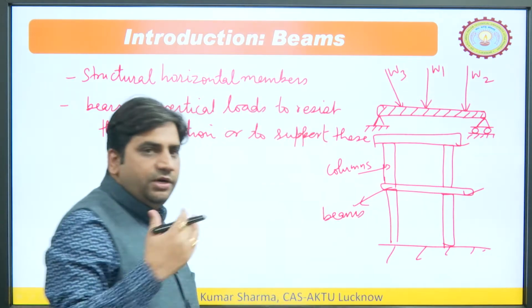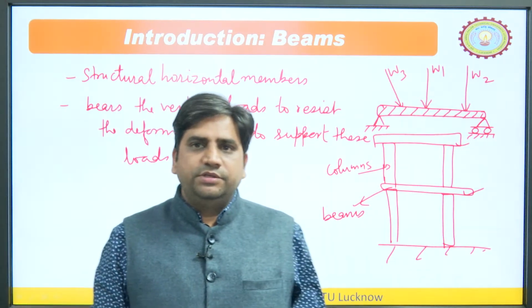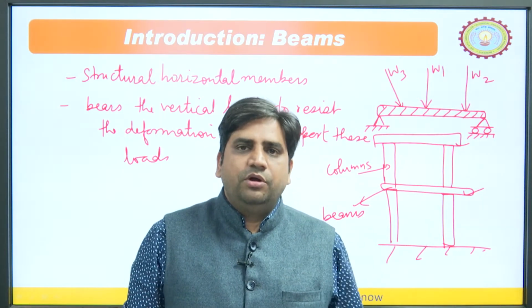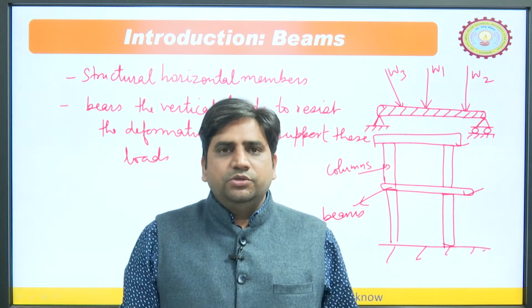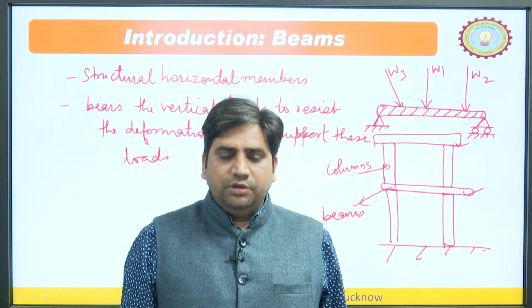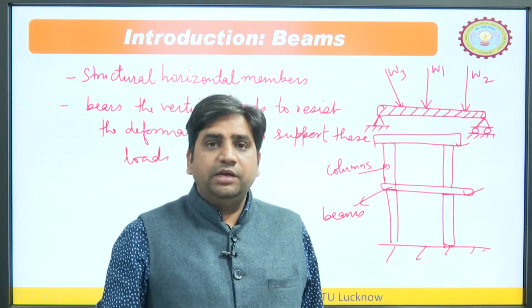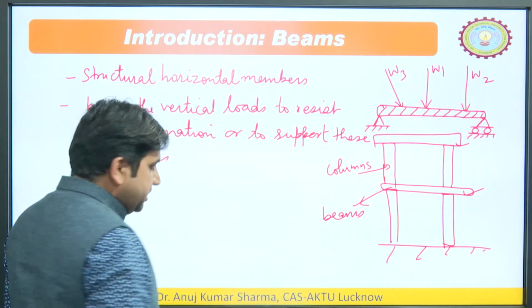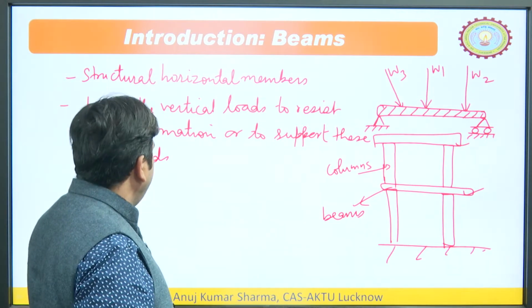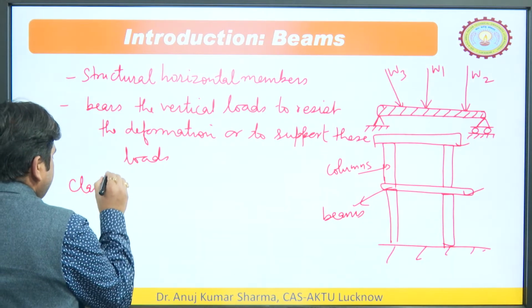Basically the complete load of the building comes on these 2 members. First is the beam, second one is the column. Columns are the vertical members. Here our study would be focused only on the beams. So, how can we classify the beams? Beams can be classified into different categories. First, let us see the classification of the beams.